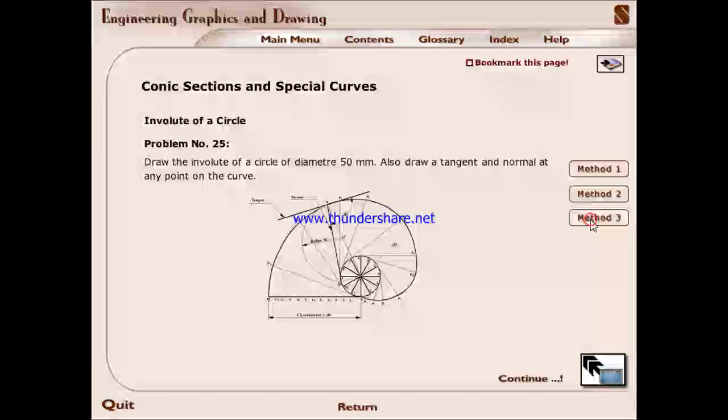Now the third method, the involute of a circle. Problem number 25: draw the involute of a circle of diameter 50 mm. Also draw the tangent and normal at any point on the curve.